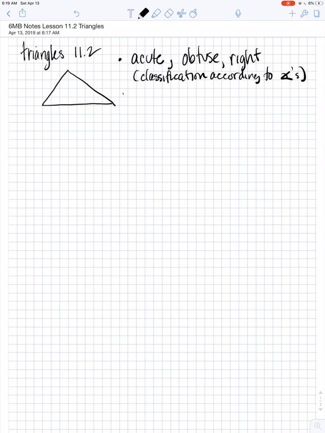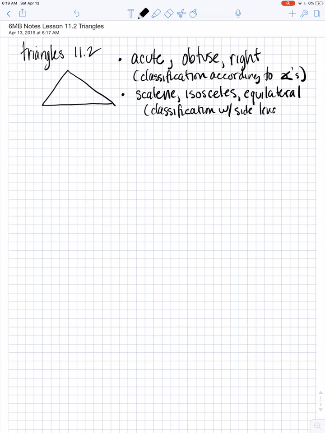And another way we can talk about triangles or classify them is we can say that we have scalene, we have isosceles, or we have equilateral. And that's a different way of talking about triangles. That's classification according to side lengths. Okay, well, let's talk about this first one. Let's talk about the acute, the obtuse, and the right.